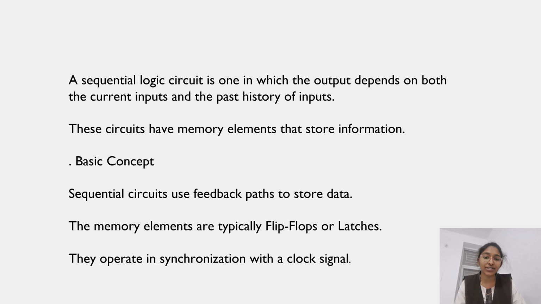Sequential logic circuit. The definition of a sequential logic circuit is one in which the output depends on both the current inputs and the past history of inputs. These circuits have memory elements that store information. Basic concept: sequential circuits use feedback paths to store data. The memory elements are typically flip-flops or latches. They operate in synchronization with a clock signal. Here in a sequential logic circuit, we have a clock, but in combinational logic circuits, we do not have a clock.